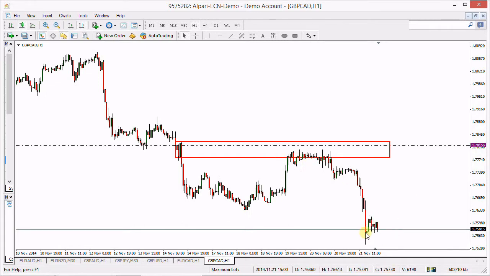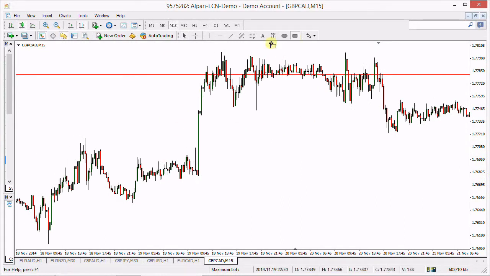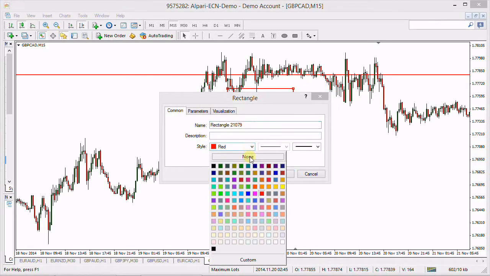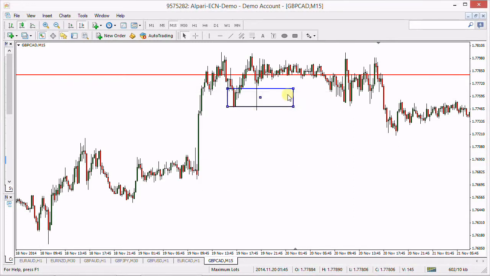Let's just get rid of that for a minute. Okay, let's move the cursor along. So I always look for confirmation. On the 15-minute chart, this is what happened. So we've got this demand level here. Let's mark that on in blue. Okay, so this demand level was engulfed, as you can see.